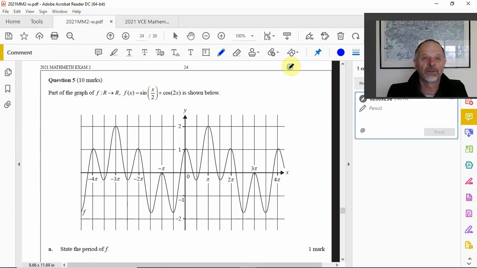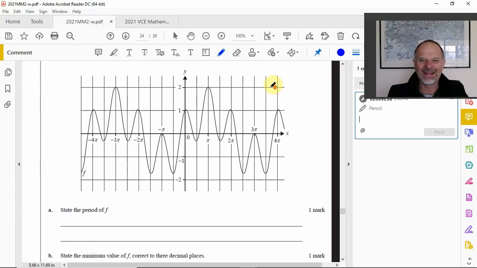Okay, so here we are, VCAA 2021 Maths Methods second exam, section B, question 5, which is the last question on this paper. So what have we got? Part of the graph of f: R to R, f(x) = sin(x/2) + cos(2x) is shown below. There it is. State the period of f.